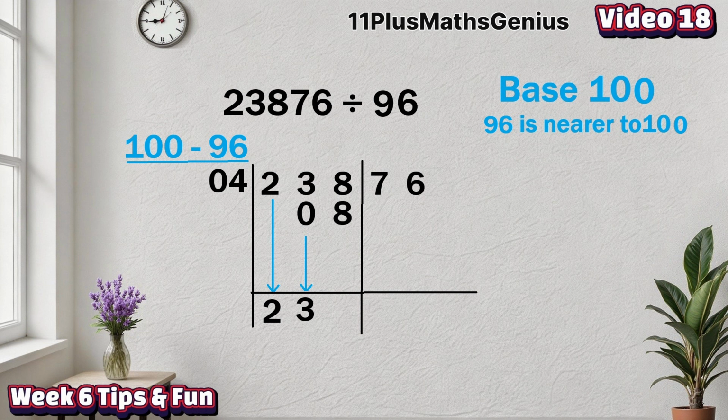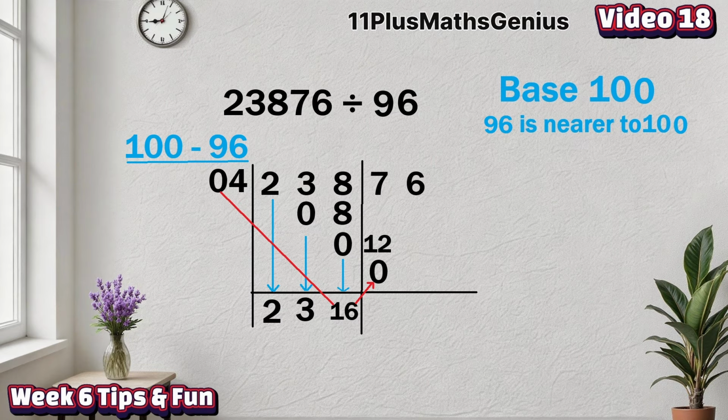Bring down 3. Again multiply 04 by 3. 0 times 3 is 0. We put it under 8. 4 times 3 is 12. We put it under 7. Now add the third column. It's 16. Again multiply 04 by 16.